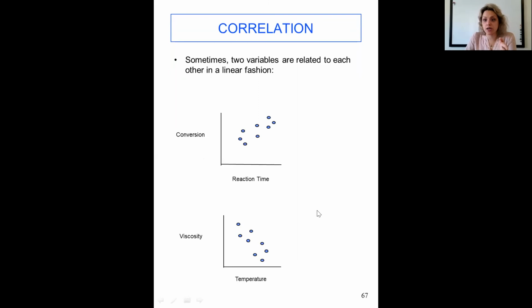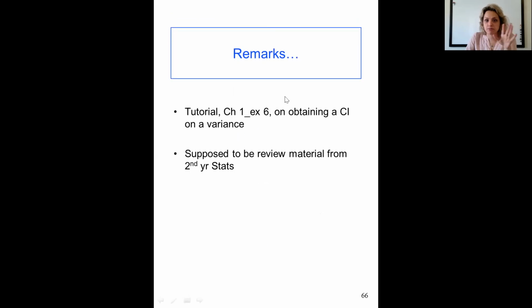So the next thing is correlation. I'm going to talk about correlation in another video. For now, let's just focus on the hypothesis test and confidence interval for when we have more than one sample, for case 3.